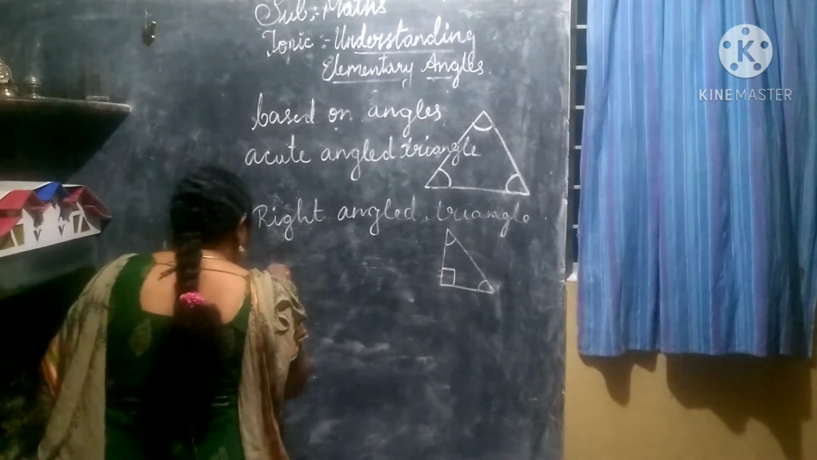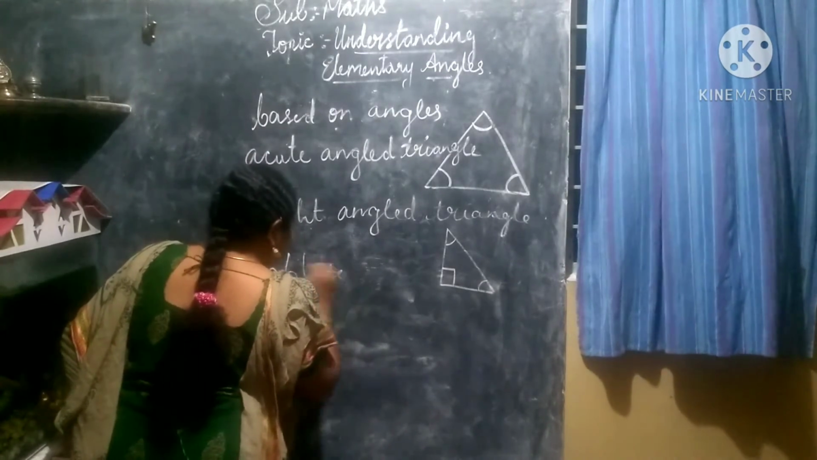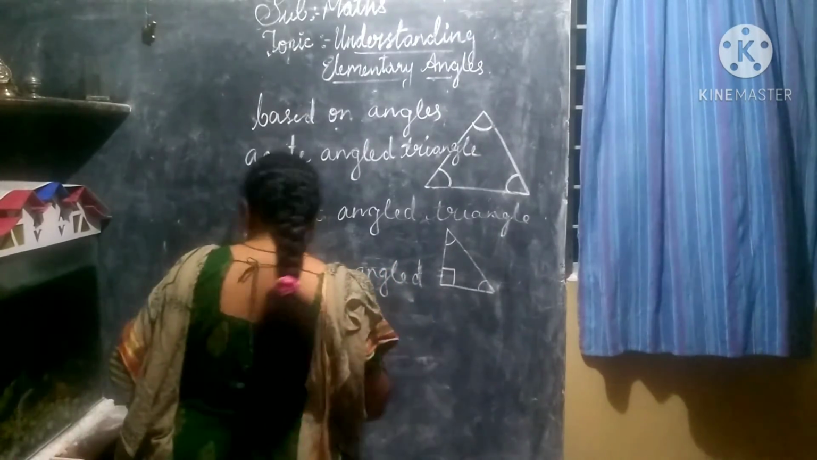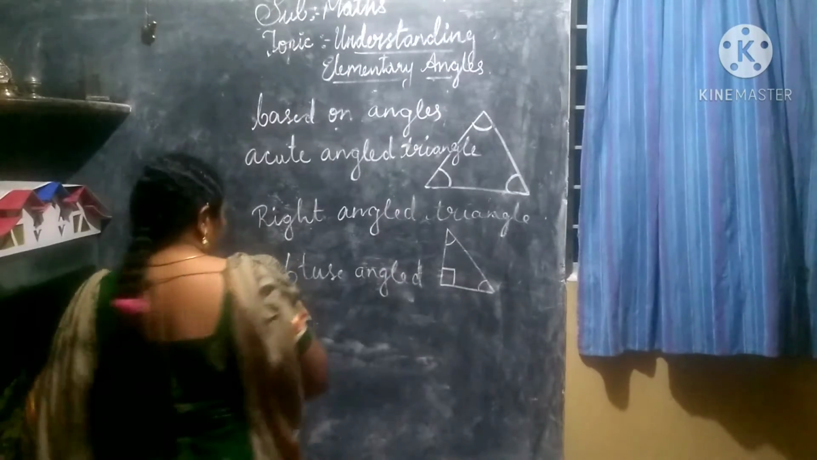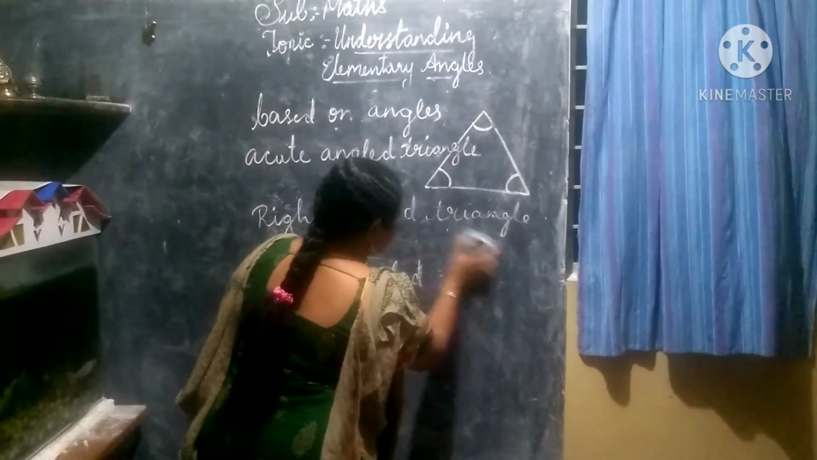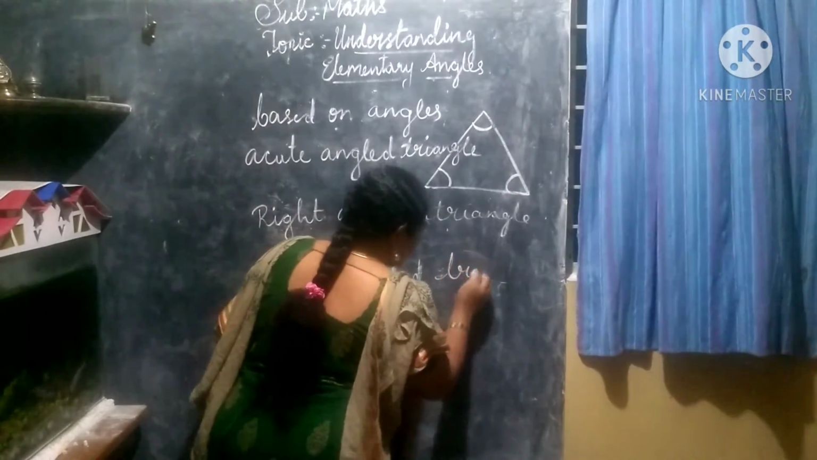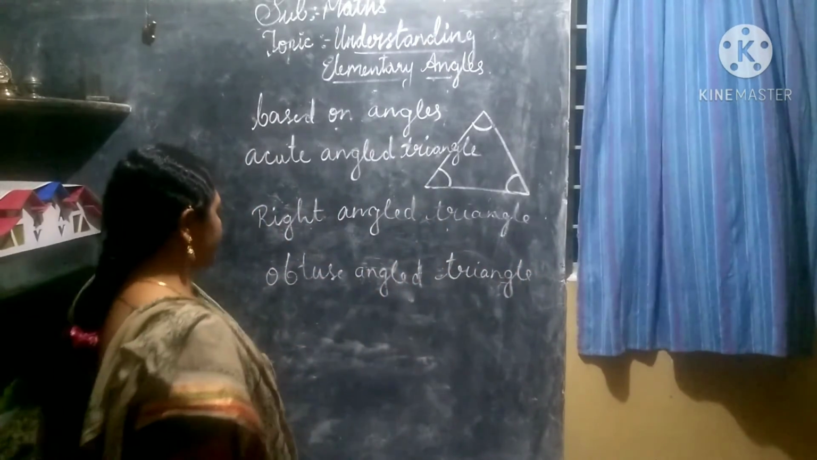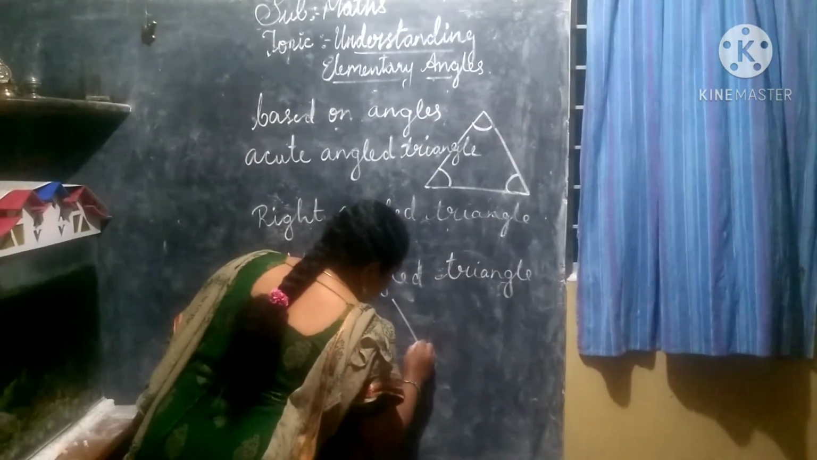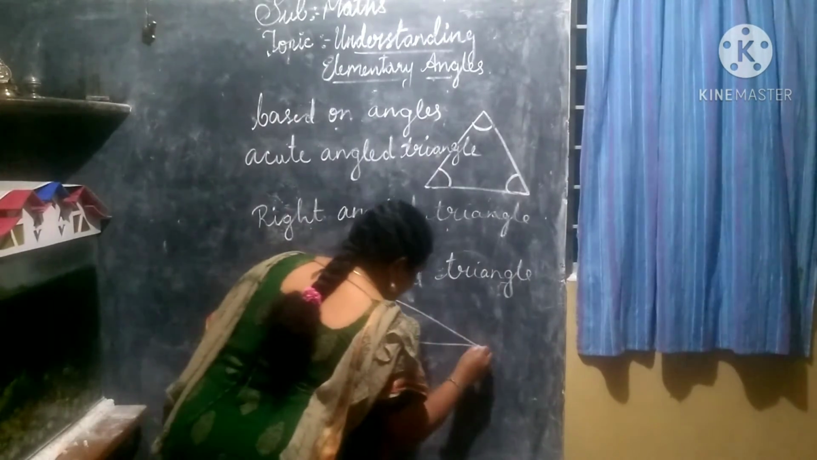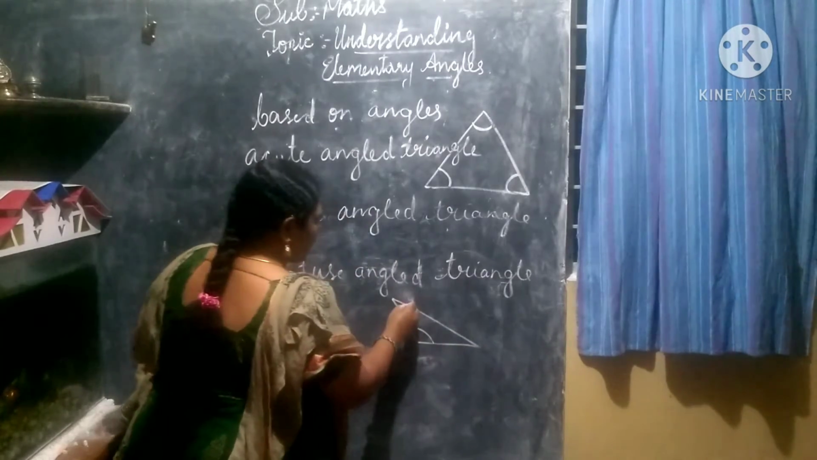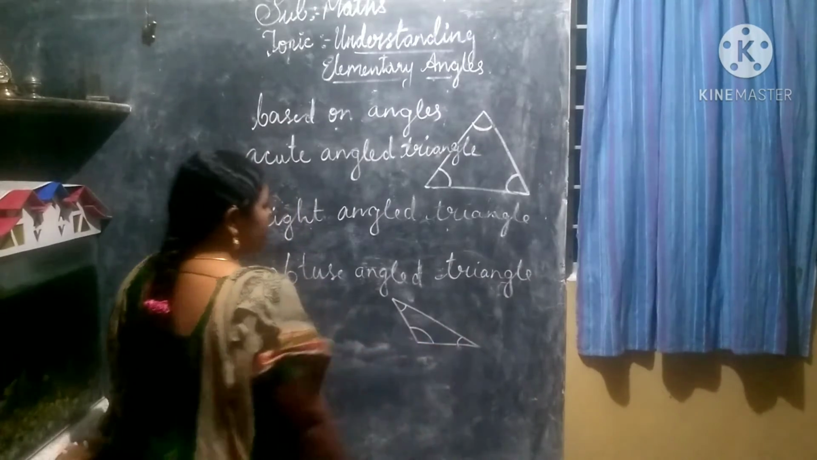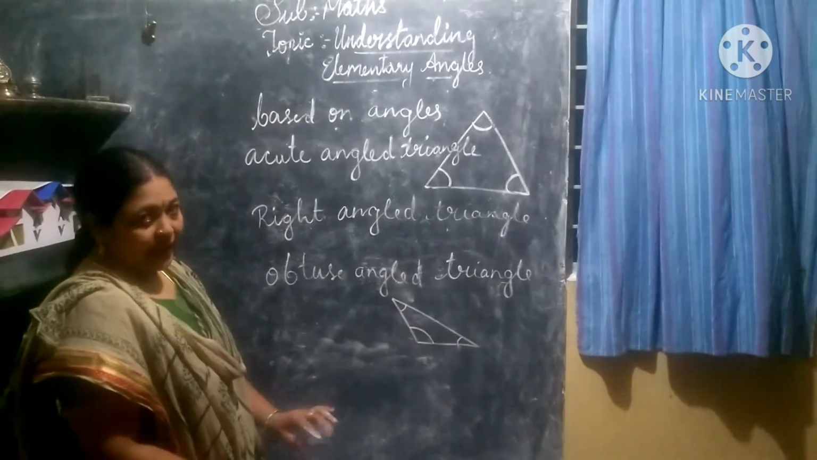The third one is the obtuse angled triangle. In an obtuse angled triangle, same as in a right angled triangle, we will get one angle which is obtuse. We have one angle that is obtuse and the other 2 will be acute again. This is called an obtuse angled triangle.